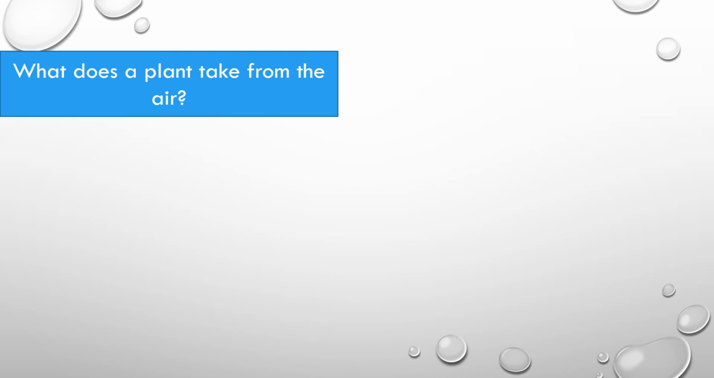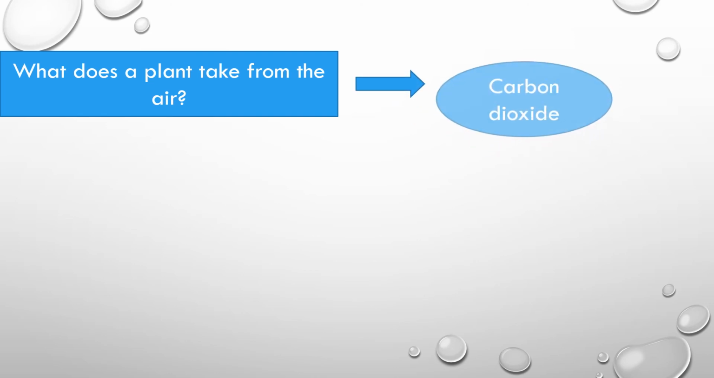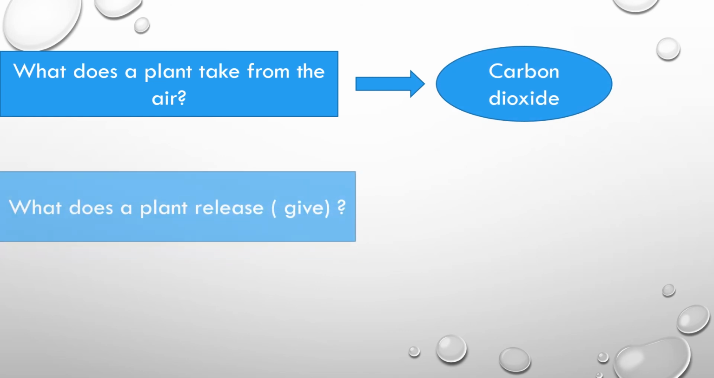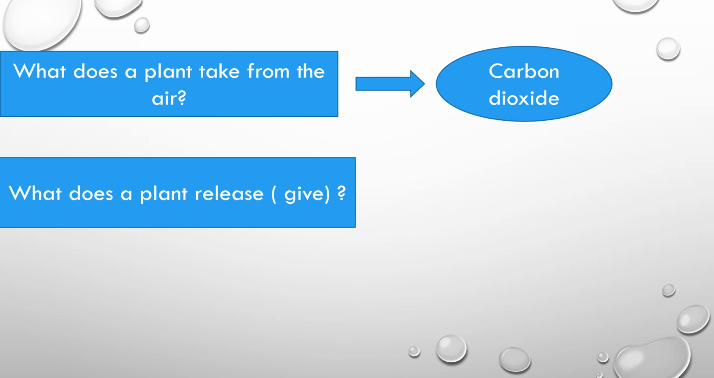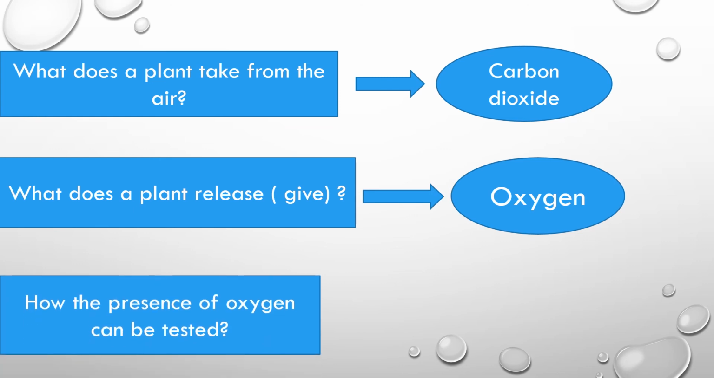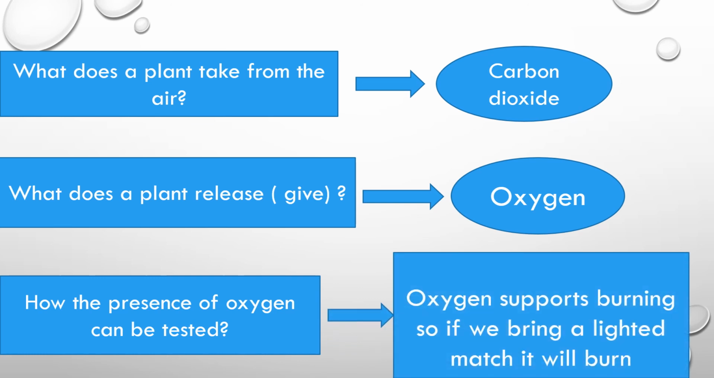What does a plant take from the air? So, what does it breathe in from the air? Excellent. It breathes in carbon dioxide. And what does it release? What does it give? Excellent. It gives oxygen. But how can the presence of oxygen be tested? Excellent. So, in the experiment, they mentioned that oxygen supports burning. So when we approach a lighted match, it will burn vigorously, it will burn a lot.